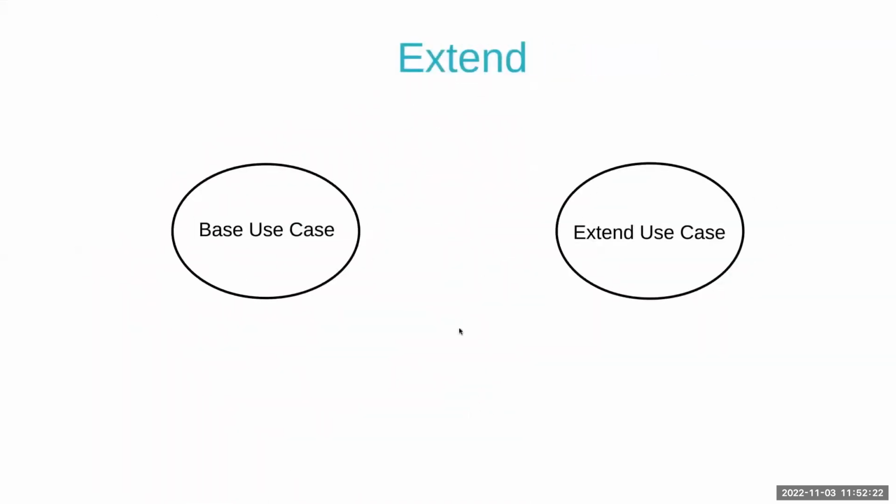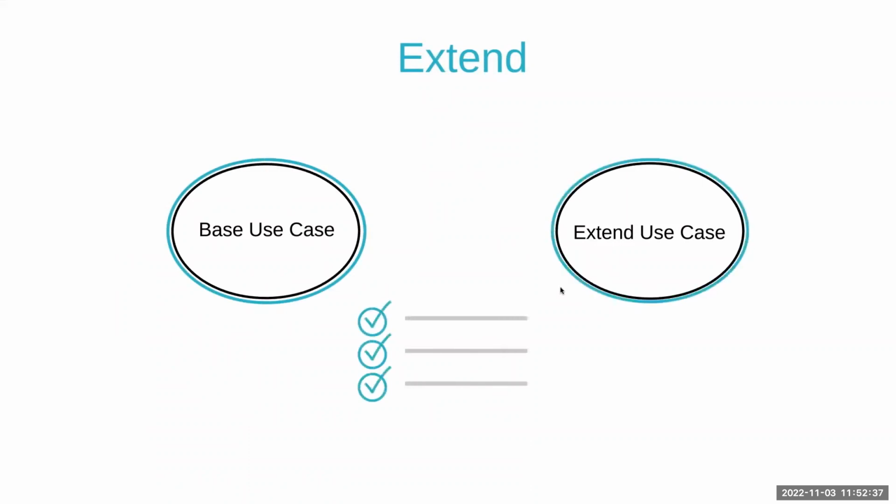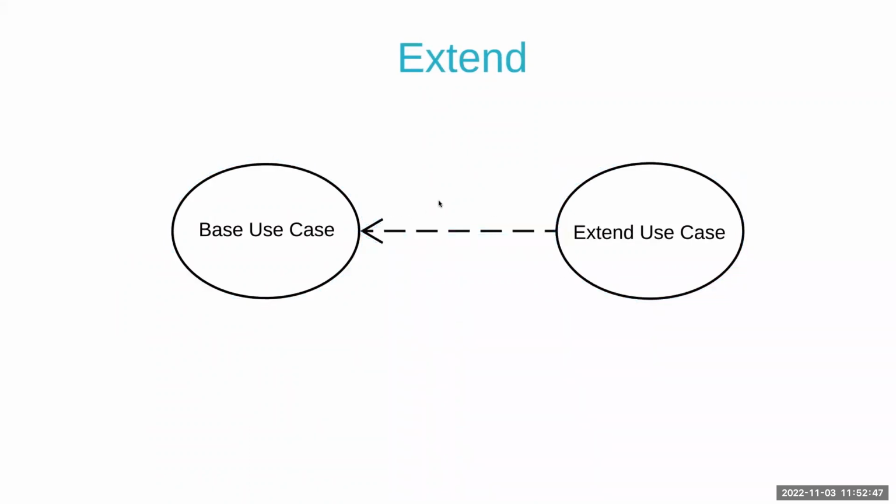The next type of relationship is the extend relationship. An extend relationship has a base use case and an extend use case. When the base use case is executed, the extend use case will happen sometimes, but not every time. The extend use case will only happen if certain criteria are met. Another way to think of it is that you have the option to extend the behavior of the base use case.